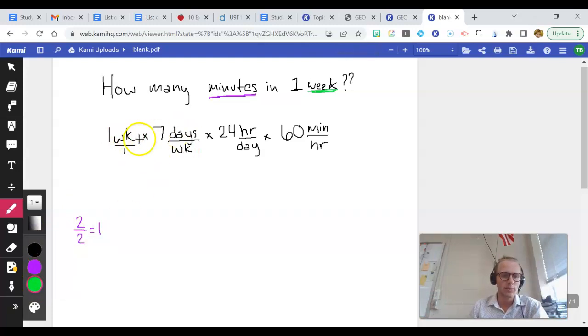So in our example here, we have weeks divided by weeks. Weeks divided by weeks is just 1. Days divided by days is just 1. Hours divided by hours is just 1. And now if we look, the only unit that we have left is minutes. So what we do is we take all of these, and the operation is multiplication, and multiply them all together. And we can see that there are 10,080 minutes in 1 week.